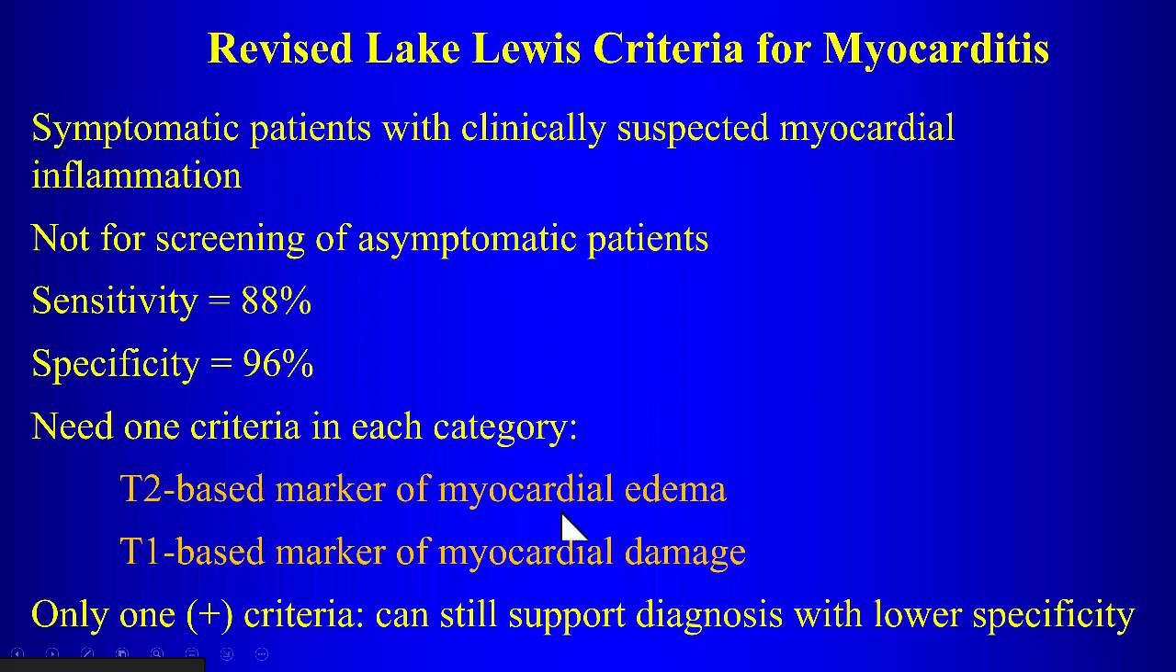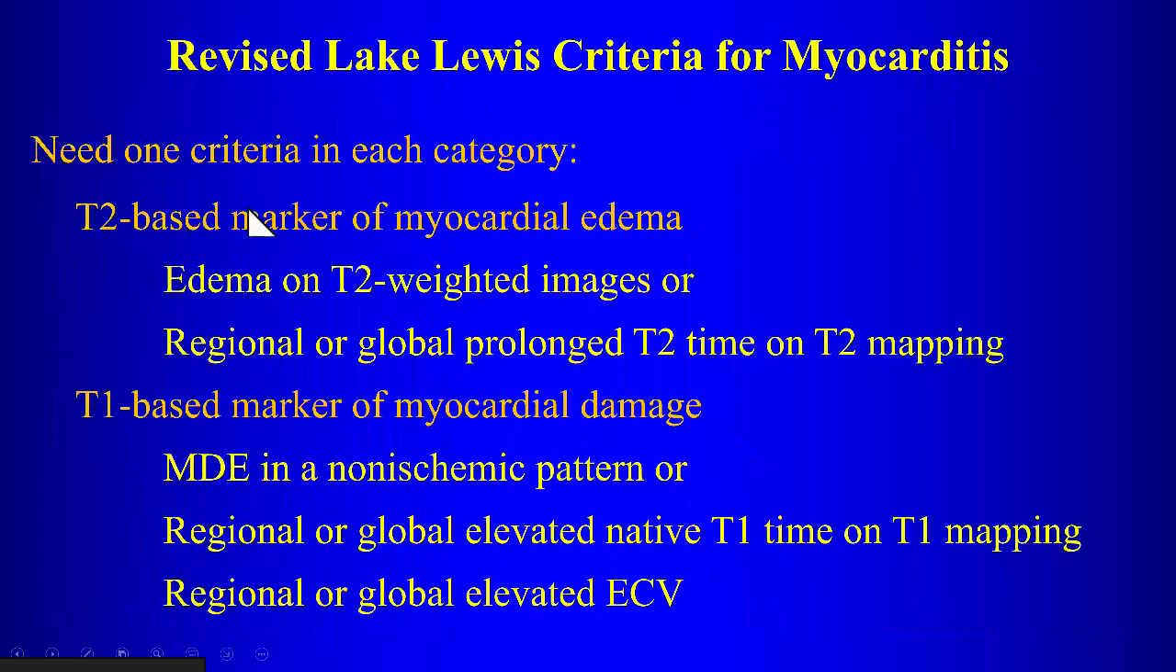You need a T2-based marker of myocardial edema that tells you there's edema and acute inflammation, and you need a T1-based marker of myocardial damage. If you only have one positive criterion, that can still support the diagnosis, but the specificity is not as good. So what are these criteria? For a T2-based marker of myocardial edema, you might have edema on T2-weighted images, or you might have prolonged T2 time if you're doing T2 mapping.